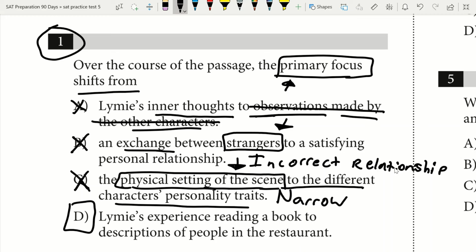It shifts from Limey's experience reading a book to descriptions of people in the restaurant. Right, that's the big picture focus of this passage. So when you're asked to talk about the primary focus shifting within a passage, make sure you look big picture. Don't focus in too narrow on one thing. Also make sure you have correct relationships and make sure that you're avoiding saying something that's just factually incorrect. So that's one example of a question like that.